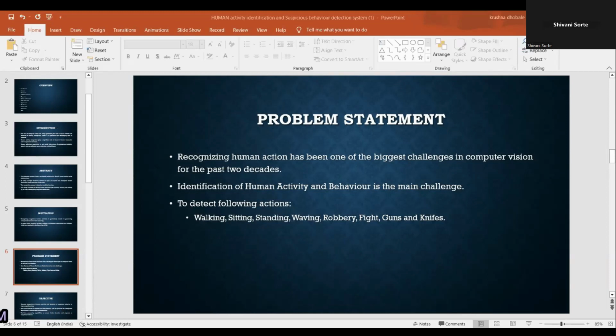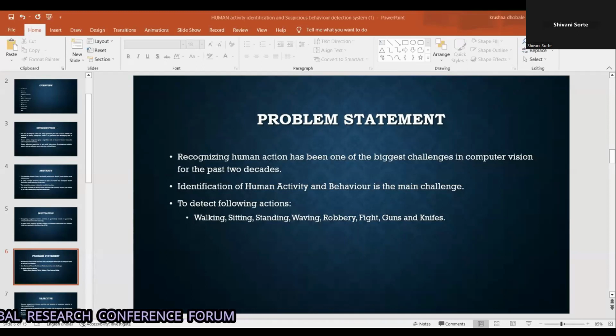In sports analysis, we can analyze the athlete's performance, how he's performing, and we can improve it. In human computer interaction, once the machine is able to recognize human activity, it will be easier for both machine and human beings to communicate with each other. And for smart homes, we can use gestures of human activity to improve functionality.